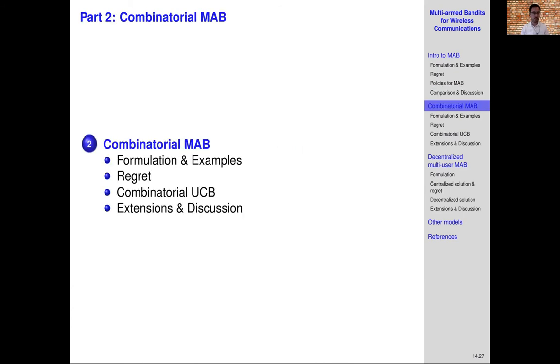In the second part of the tutorial, I will talk about combinatorial bandit problems. I'll first formulate the problem and give examples from wireless communications. I'll formally describe the performance objective, which is the regret for combinatorial bandits. Then I will discuss a variant of the UCB algorithm for combinatorial bandits called combinatorial UCB, and I will show its regret bounds. Then I will talk about extensions and discussion.